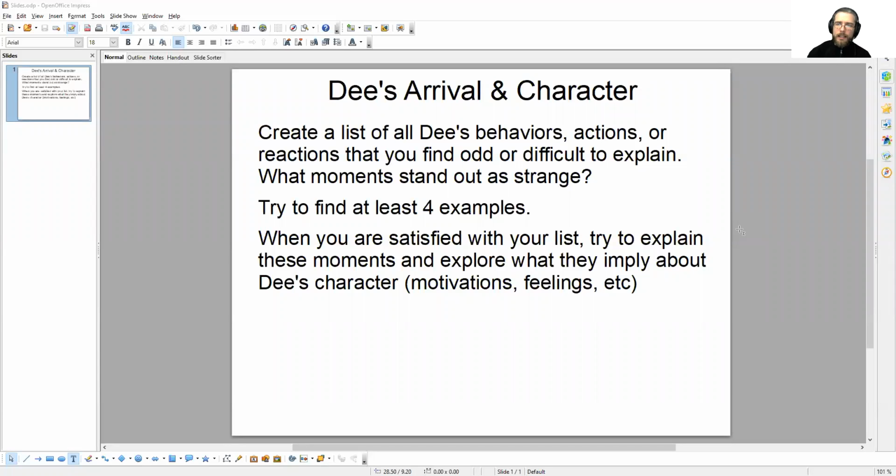Try to create a list of all the things that Dee does that are a little bit strange to you, things that maybe you don't quite understand. Maybe you don't know why she's doing something, or what she does seems odd or unusual. Try to collect together a list of all those things. When you're satisfied, when you have that list, try to explain these moments and explore what they imply about Dee's character. Can you think about why she's doing what she's doing?